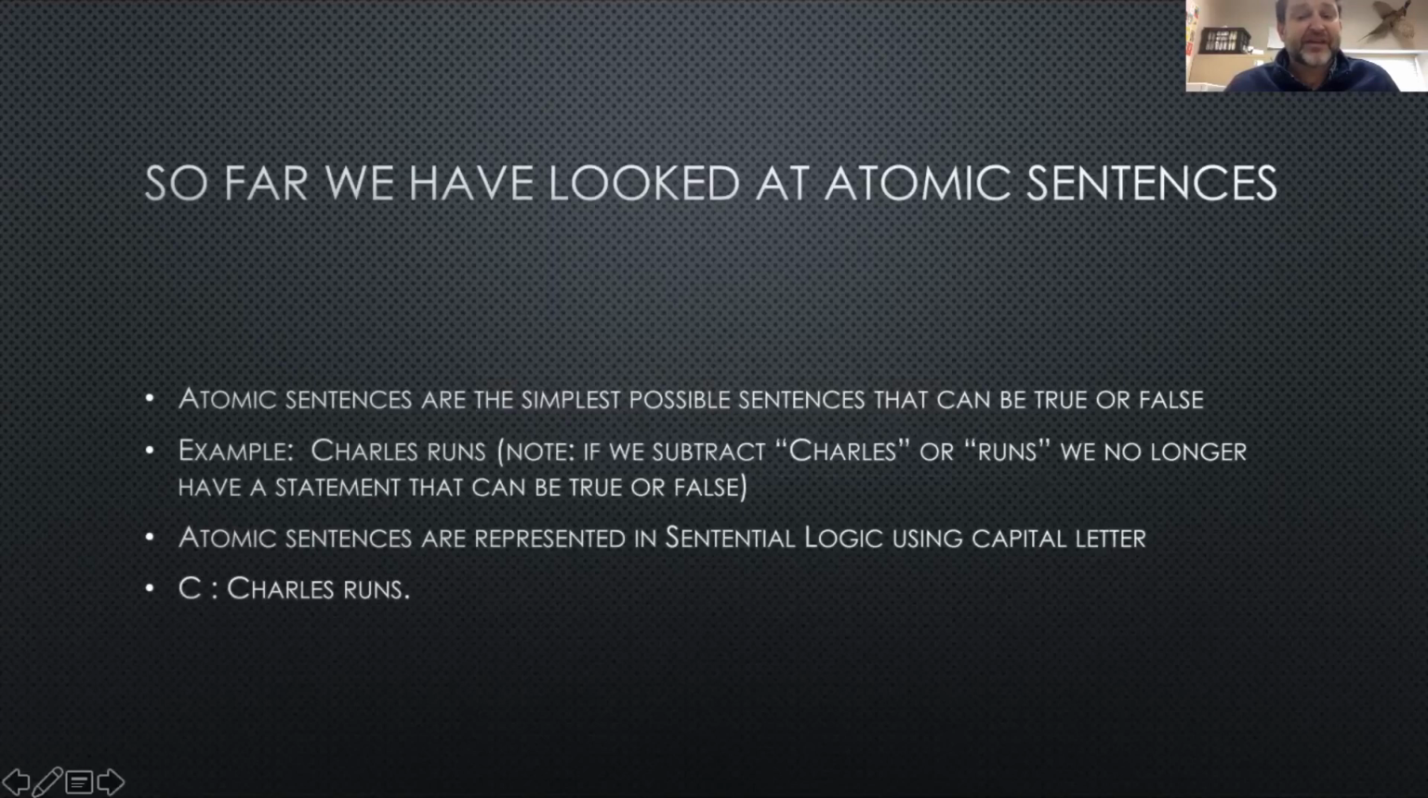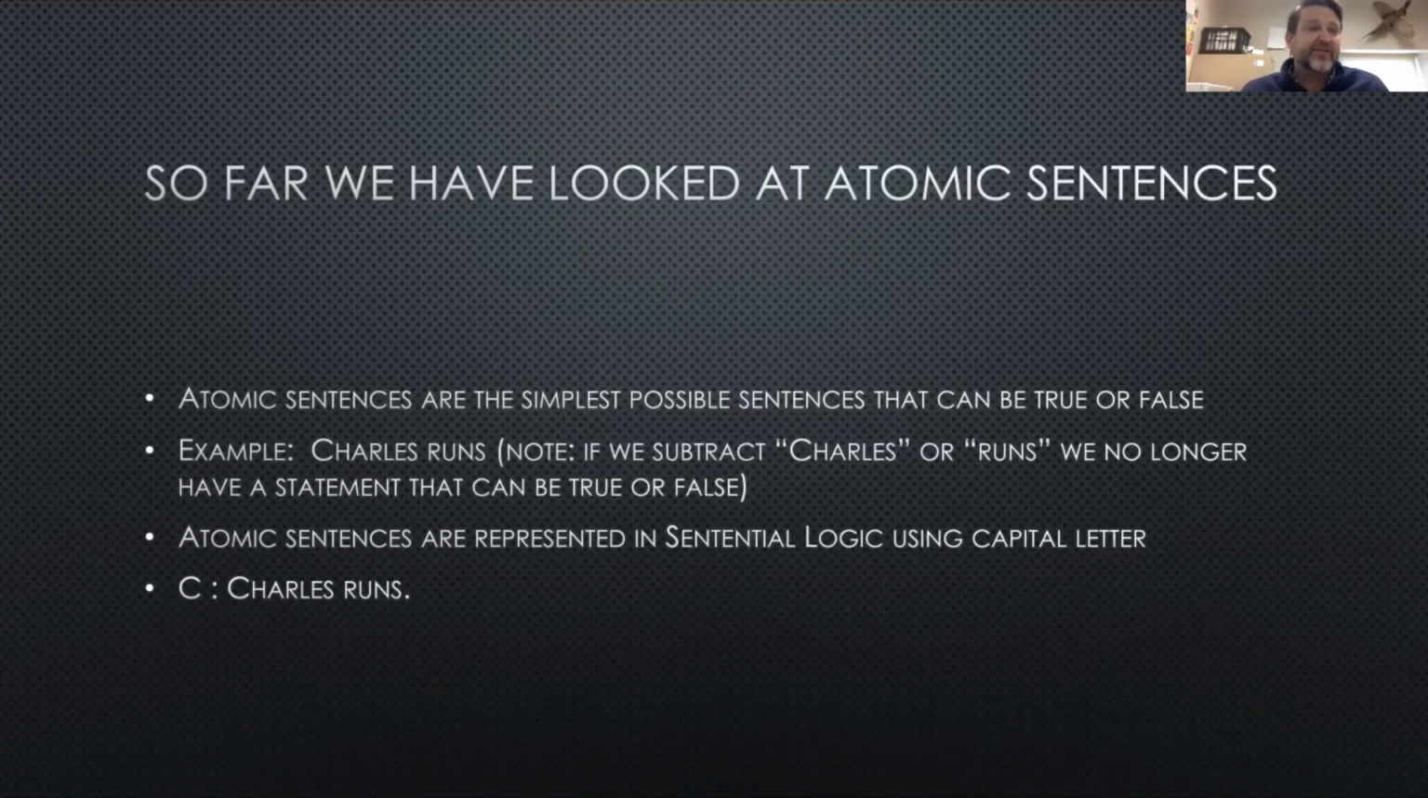So again, these atomic sentences are the simple possible sentences that can be true or false. So as an example, consider the sentence, Charles runs. And note that if we subtract Charles or runs from this sentence, we no longer have a statement that can be true or false, right? Consider Charles. Charles can't be true. We can't say it's true that Charles, or consider runs. We can't say it is true that runs or it's false that runs. So it takes these 2 parts to make something that's capable of being true or false.